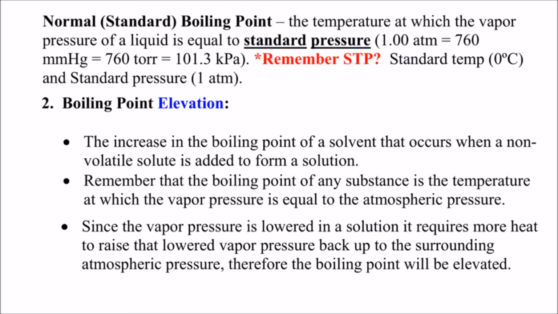Okay, a couple of things about this one. This occurs when the solute that you add is non-volatile. Okay, that means it's not going to readily produce its own vapor. The next thing is that we're going to have to increase the temperature in order to get the vapor pressure up to this standard pressure of 1 atmosphere. And we have to do that because the vapor pressure is lowered in a solution. Let's take a look at that.